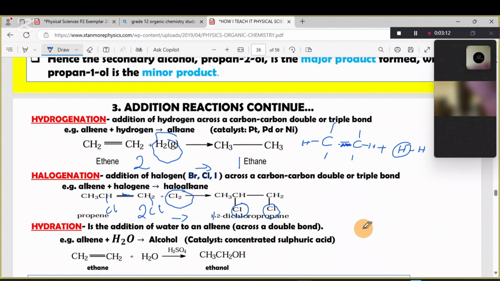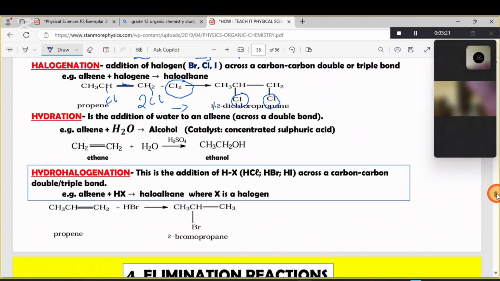Then we have what we call a hydration. It's also an addition reaction, right? Hydration needs us to have what we call a catalyst. They will ask you about this catalyst. The catalyst here is concentrated sulfuric acid. Why is it concentrated? It's because it's not going to take part in this reaction. It's just there to make sure the reaction takes place, but it's not going to be part of the reaction.